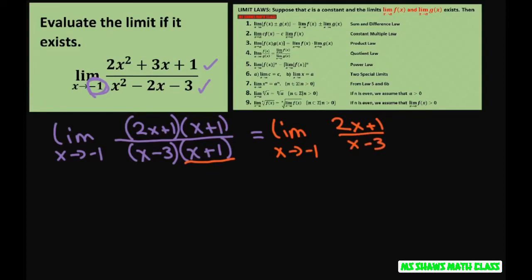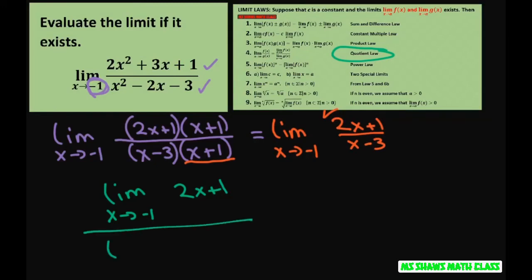All right, so the domain of the second limit is x can't be 3. And the domain of the first one is that x can't be 3 and it can't be -1. But we can still get the same limits. Now let's use our quotient law and write this as the limit as x approaches -1 of 2x plus 1 divided by the limit as x approaches -1 of x minus 3.